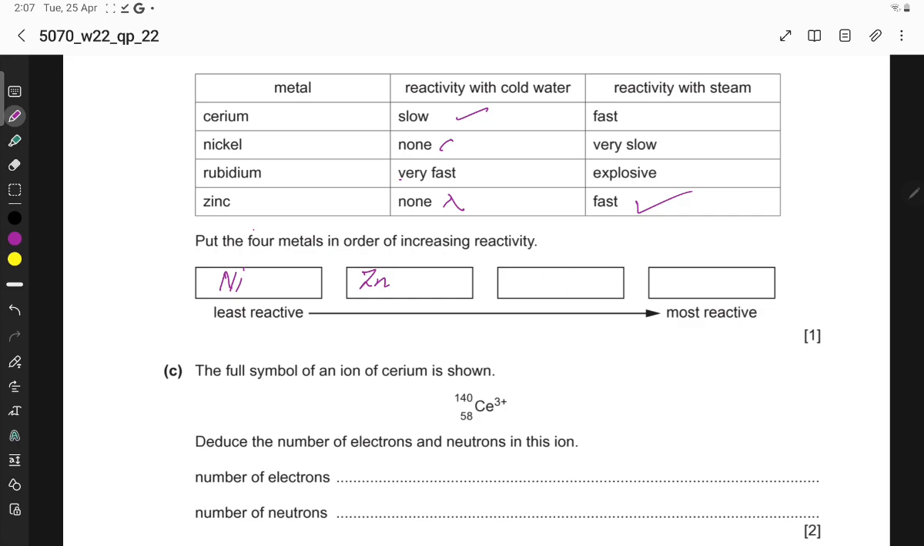So next comes cerium, zinc, nickel, and rubidium.